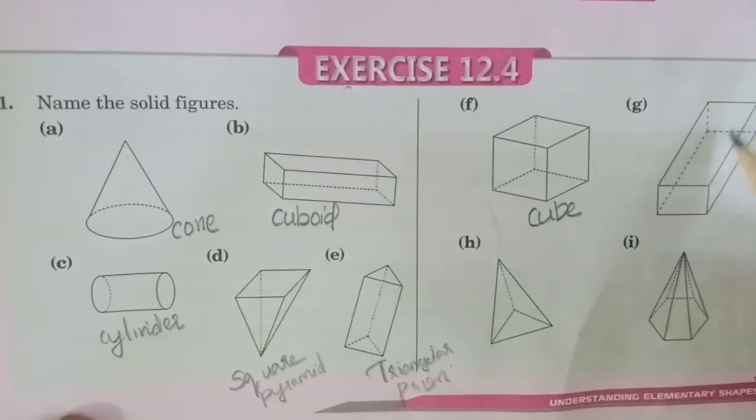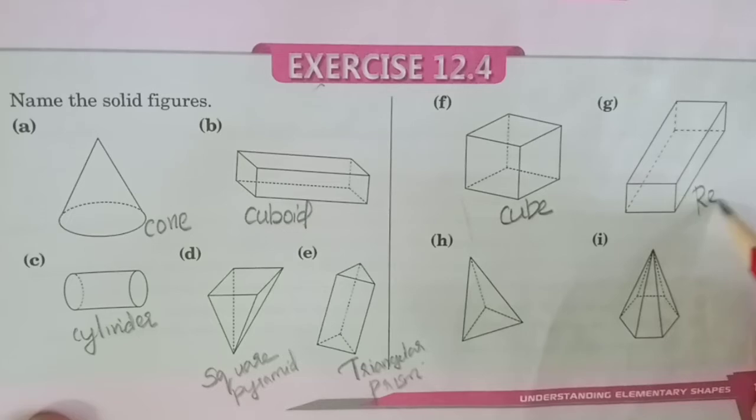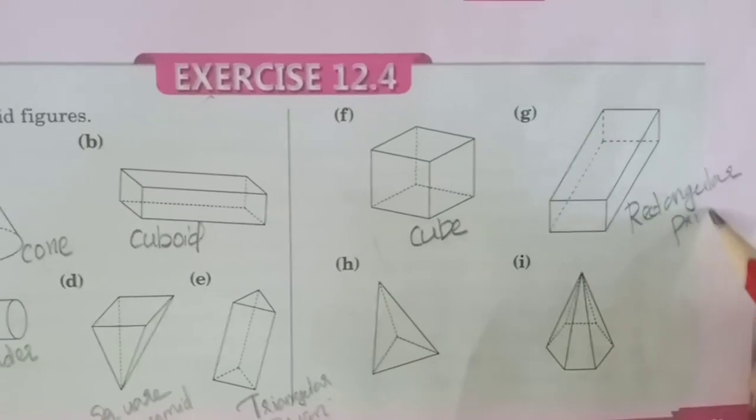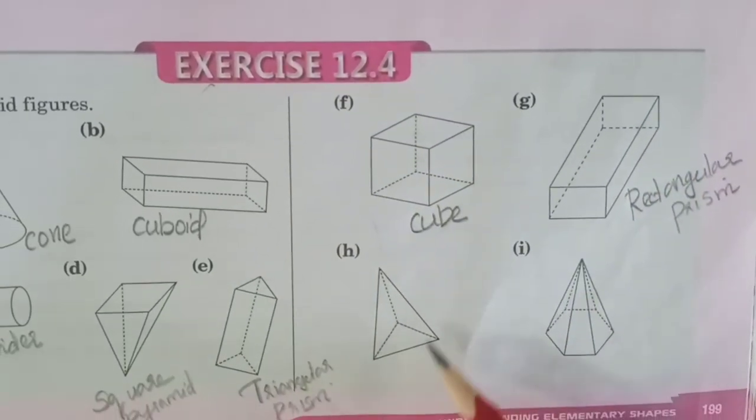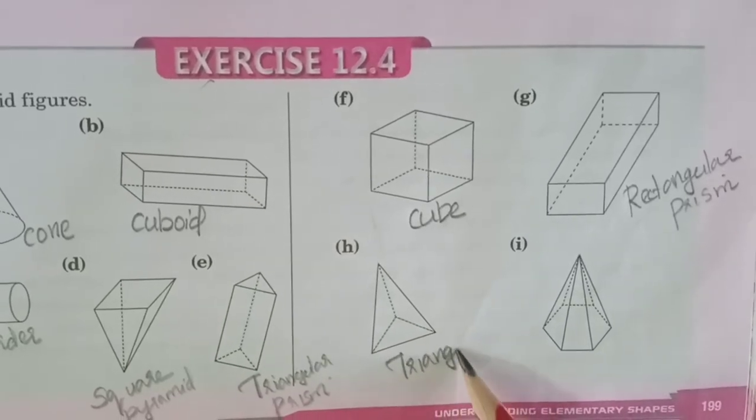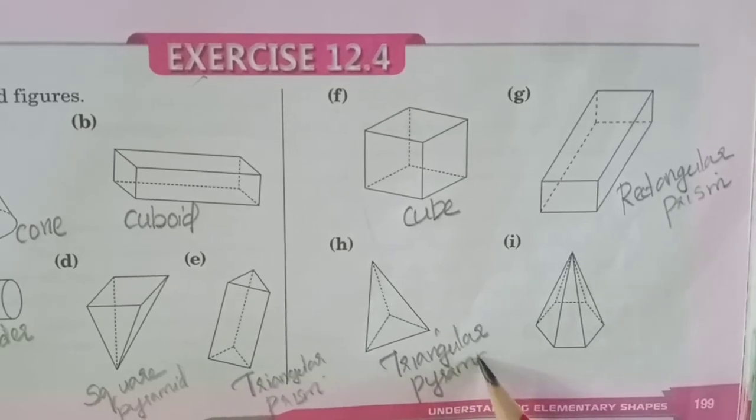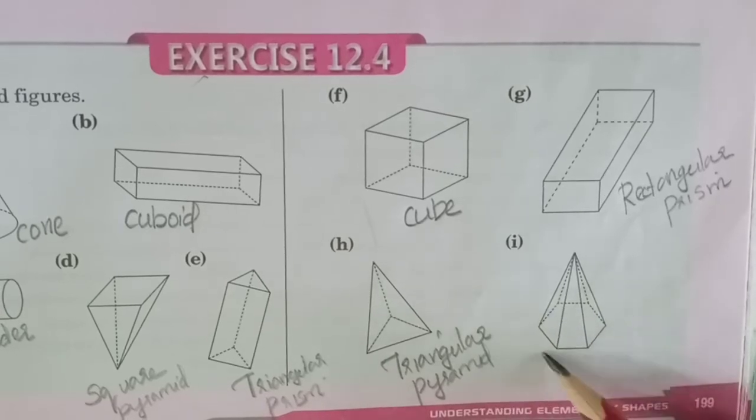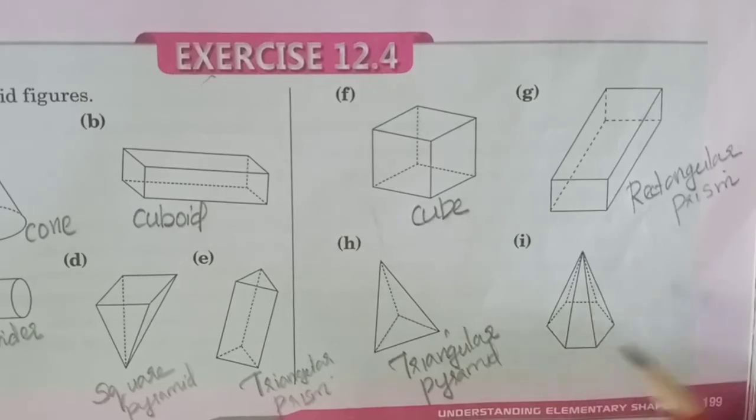Then next one, it is also a prism. Both sides are rectangles, so rectangular prism. Then next one, it is a pyramid. The base is a triangle, so triangular pyramid. Then this is also a pyramid. The base is 1, 2, 3, 4, 5, 6. The base is a 6-sided closed figure. This is a hexagon. So hexagonal pyramid.